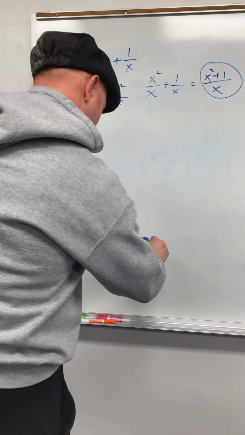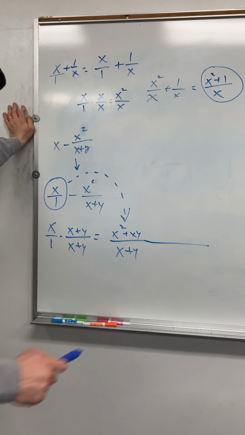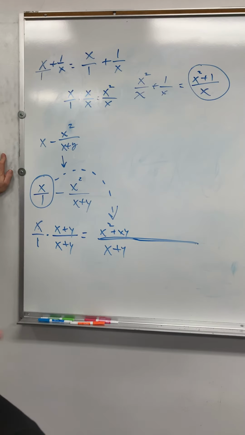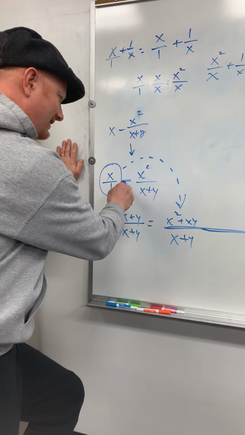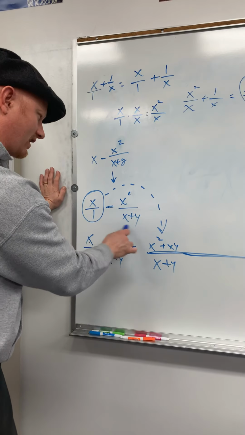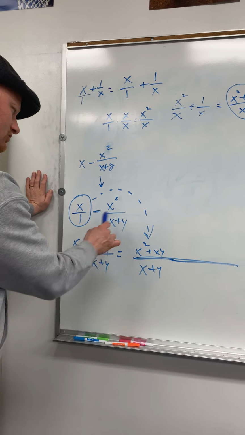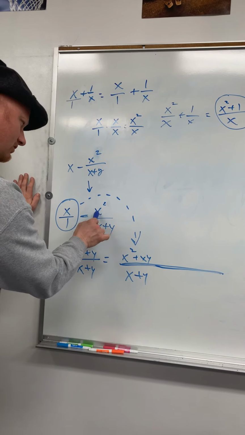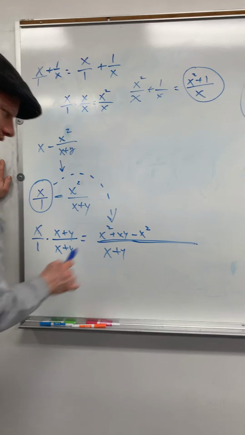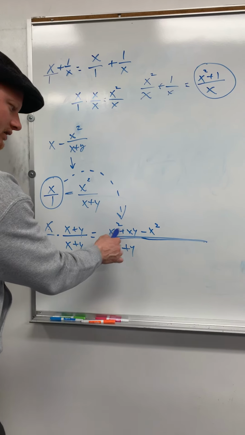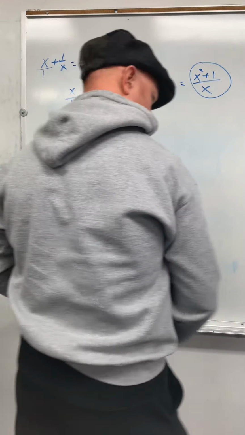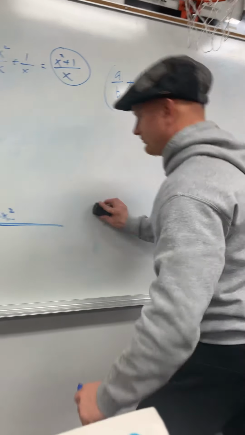And we are subtracting. Remember what we talked about with subtraction? When we're subtracting, we can actually take everything and put it over that common denominator. This makes this a negative x squared over our common denominator there. So we have an x squared and a negative x squared that cancel. So we're left with this.